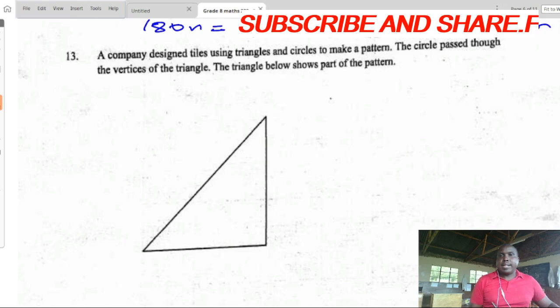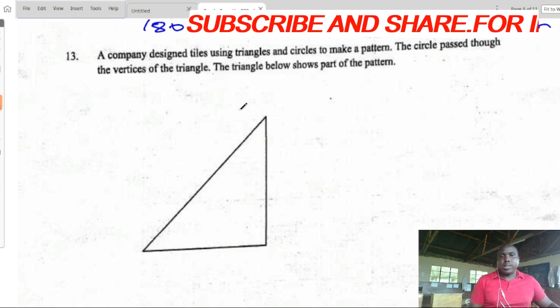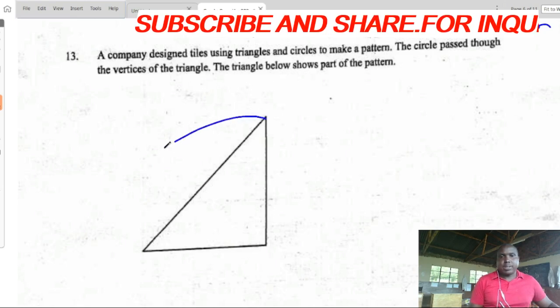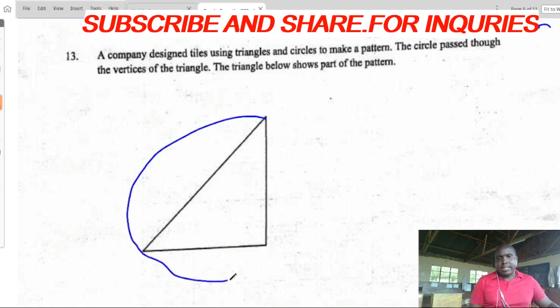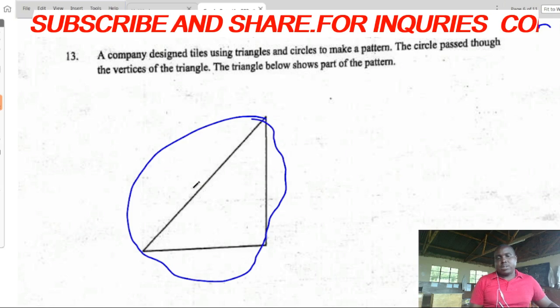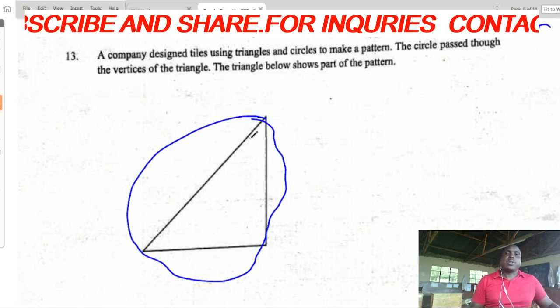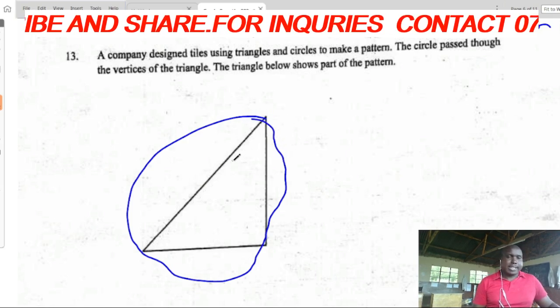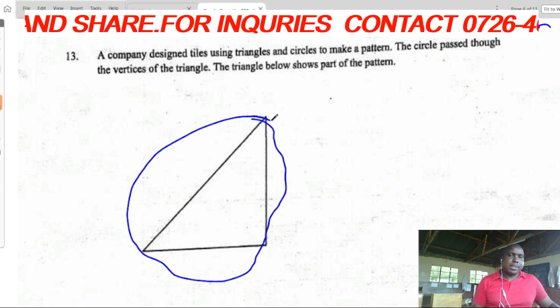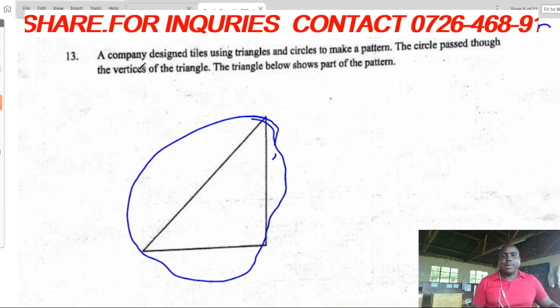So a circumcircle: you are going to draw a circle that passes through the vertices this way. When you are drawing a circle that passes through the vertices, what do you bisect? You bisect the lines.